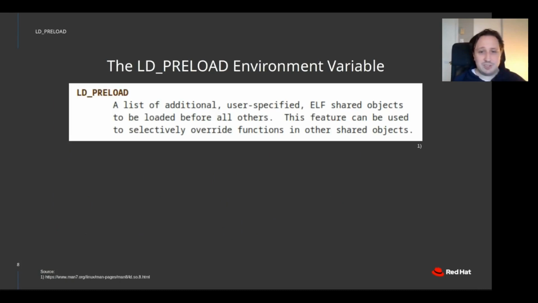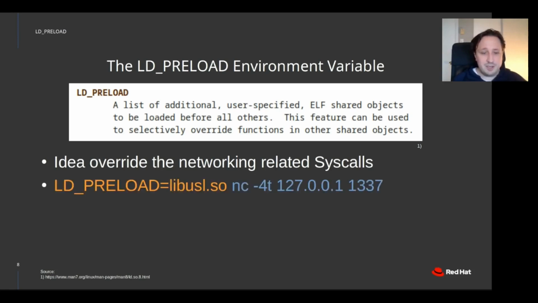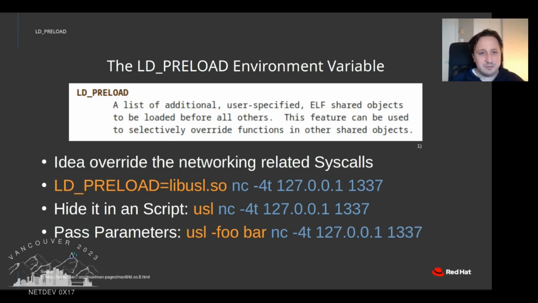So LD_PRELOAD, what is this? This feature can be used to selectively override functions in other shared objects. This is a quote from the man page. The idea here is that at first you can override your networking-related syscalls. You can put LD_PRELOAD in front of your networking application like torsocks is doing. You can hide it in a script; torsocks is also only a script which sets the LD_PRELOAD environment variable. Then you can also pass parameters if you want.